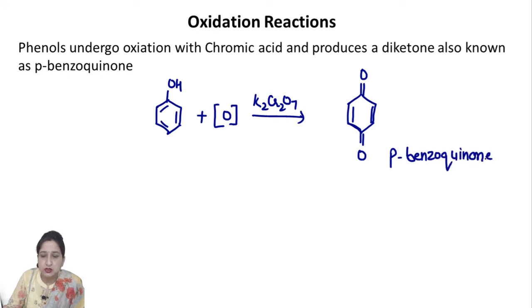In this case we can see the removal of hydrogen as well as the addition of oxygen taking place. That's why this reaction is known as oxidation reaction of phenol. So this is your conjugated diketone known as para-benzoquinone. So these are all the chemical properties of phenol.